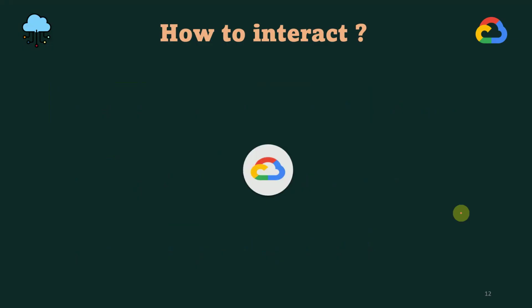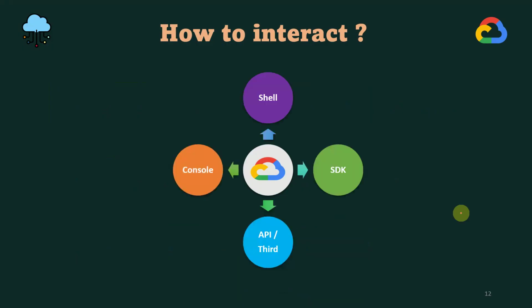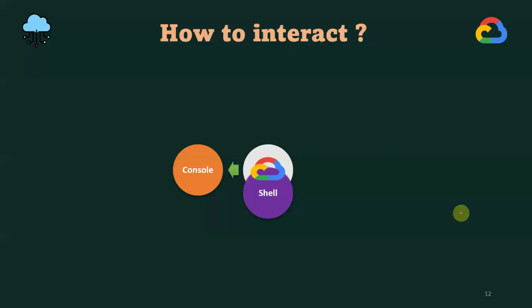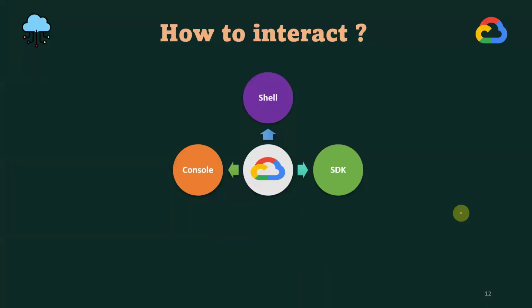If one wants to interact with the GCP services, there are four methods. What is the first method? The very first method is console. The second method is Cloud Shell. The third method is Cloud SDK. The fourth method is APIs and third-party tools. So these are the four methods to interact with GCP. Mostly we as data engineers use console, Cloud Shell and SDK. APIs and third-party tools are mainly to integrate Google Cloud resources with third-party tools or other external applications.